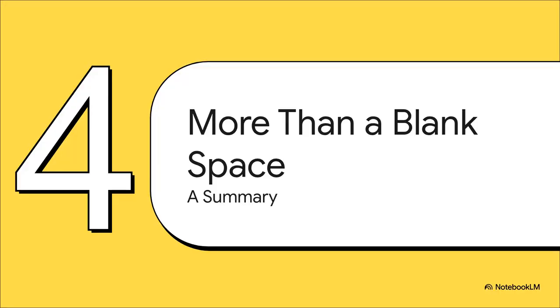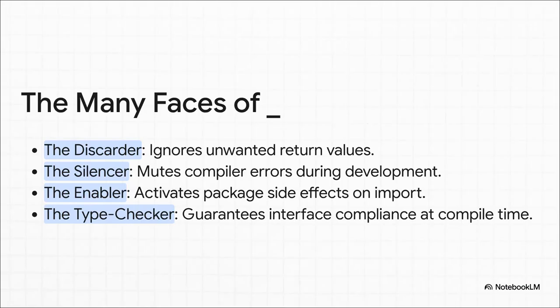Genius. So we've been on quite a journey with our humble little underscore, haven't we? Let's pull everything together and recap what we've discovered. The blank identifier really does wear a lot of hats. It's a discarder for values we don't need. It's a silencer for those pesky compiler errors during development. It's an enabler, activating powerful package side effects. And it's a type checker, guaranteeing our code is correct at compile time. Four completely distinct jobs, all from one simple piece of syntax.